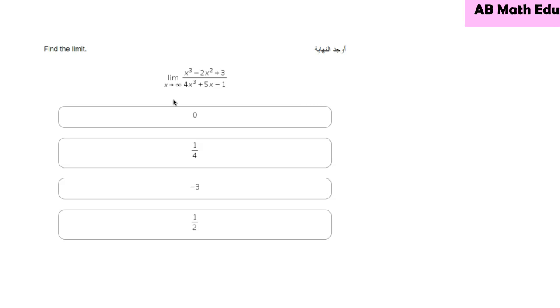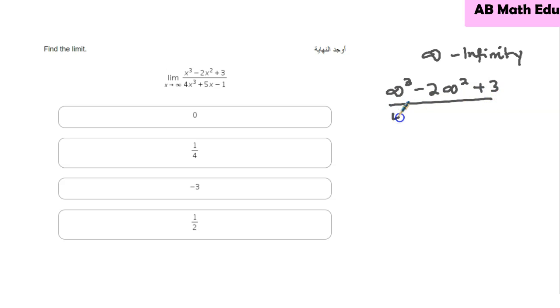Now, what about when it's approaching infinity? The symbol means infinity. When it's approaching infinity, there's another strategy that we have to use. So here it is approaching infinity. Let's go ahead and plug it in first, and then we can analyze. So here it is going to be infinity cubed minus 2 infinity squared plus 3, all divided by 4 infinity cubed plus 5 infinity minus 1.